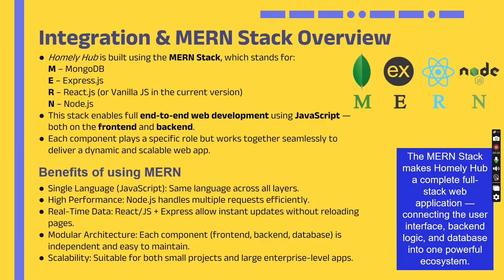Each of these technologies handles a specific part of the web development process. MongoDB manages the database, Express handles the backend logic, React manages the front-end interface, while Node.js runs the server. One of the biggest advantages of the MERN stack is that everything uses JavaScript, making it easier for us to work on both the front end and back end without learning multiple languages.